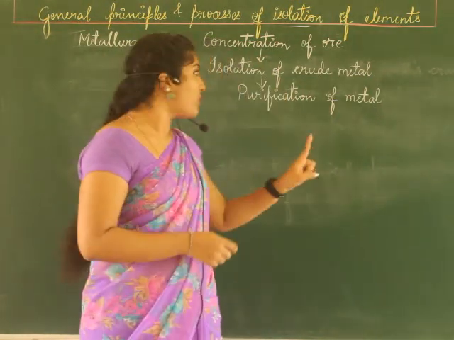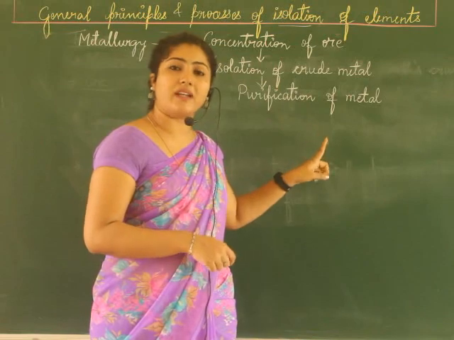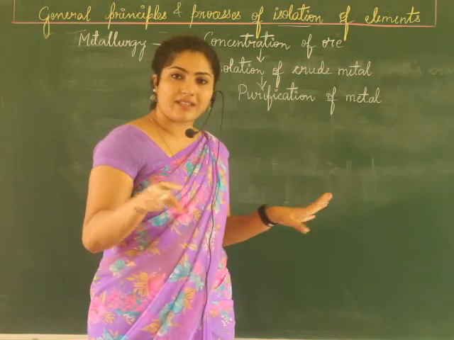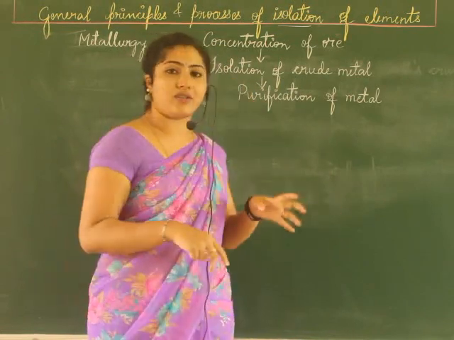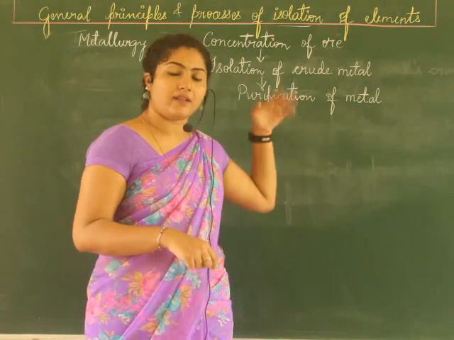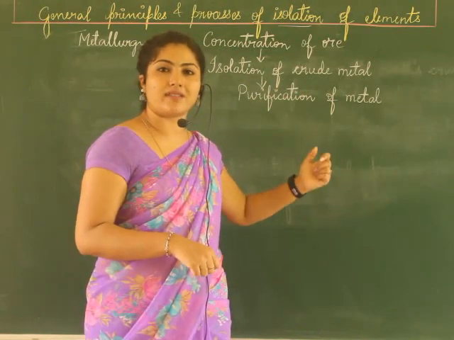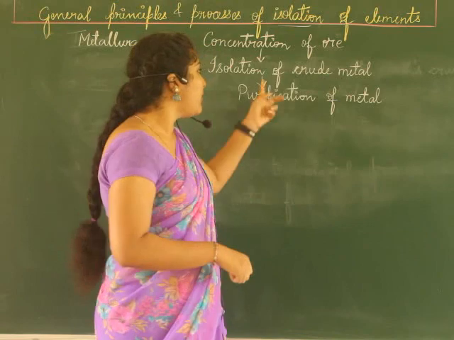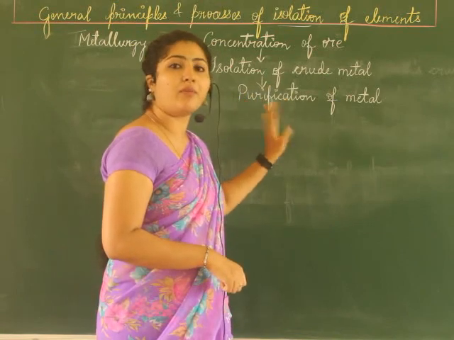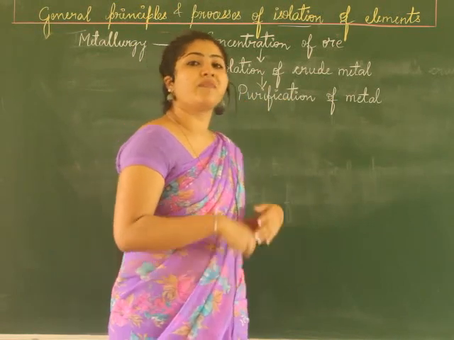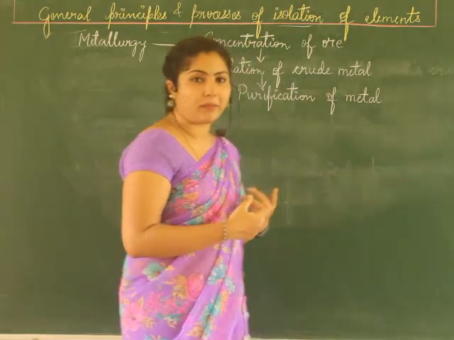Clear? First, concentration of ore will be done where the possible impurities are removed, and next isolation of crude metal will be done. The metal which we get after that we call crude metal. From the crude metal again we purify it and get back the pure form of the metal.